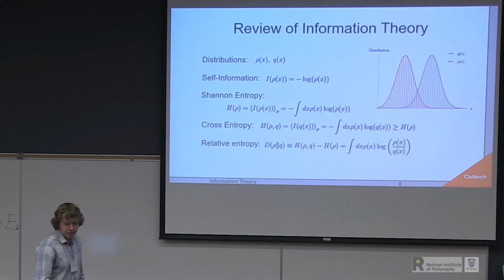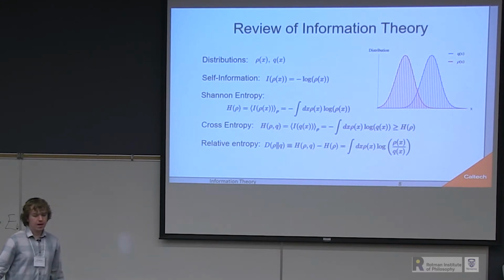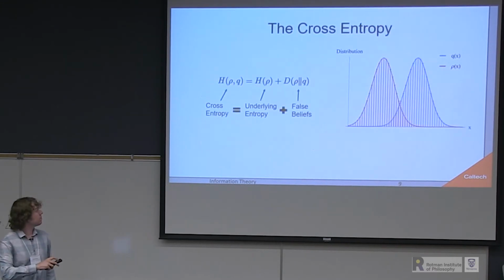It's worth digging into the cross entropy a little more carefully and realizing it's really the sum of 2 independent pieces. I can rewrite the cross entropy as the entropy of the ground truth plus the entropy from my false beliefs. So it breaks up into 2 separate components.